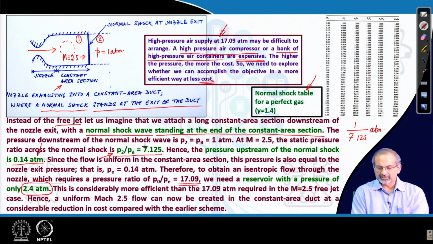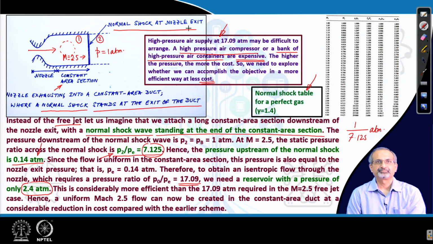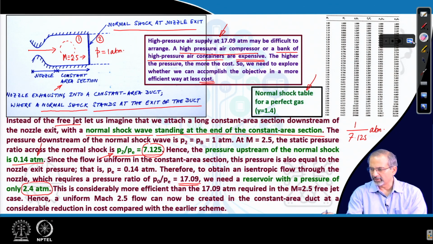So, what is the advantage you have gained? You have gained an advantage of a factor of 7.125. Who has given it? It is the normal shock which has given it. That is a huge advantage which we have already got.